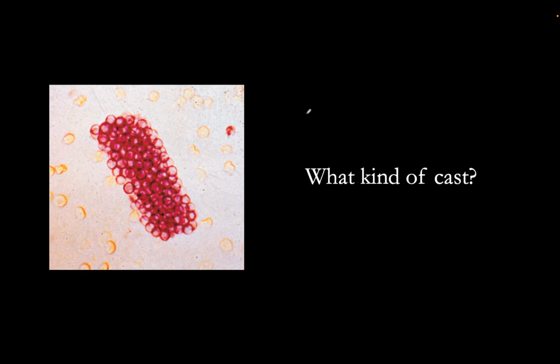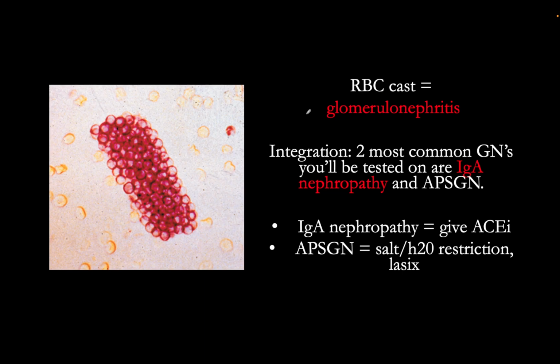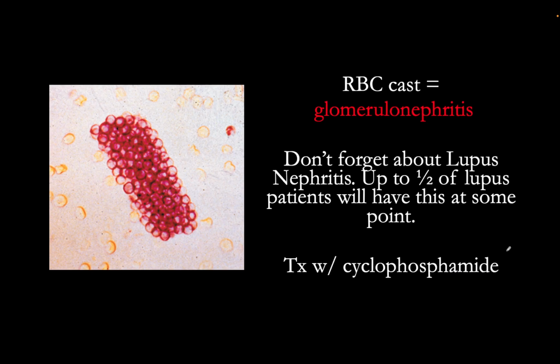When you see this, I want you to think about red blood cell casts. And this is caused by glomerulonephritis. So just integrating here, because that's how we get more questions right. IgA nephropathy is one of the biggest causes of glomerulonephritis. And for that, you give an ACE inhibitor. If you have a kid who had strep throat and you're thinking about APGN, you actually just restrict salt and water. And that most of the time treats this. So you don't need ACE inhibitors in a kid.